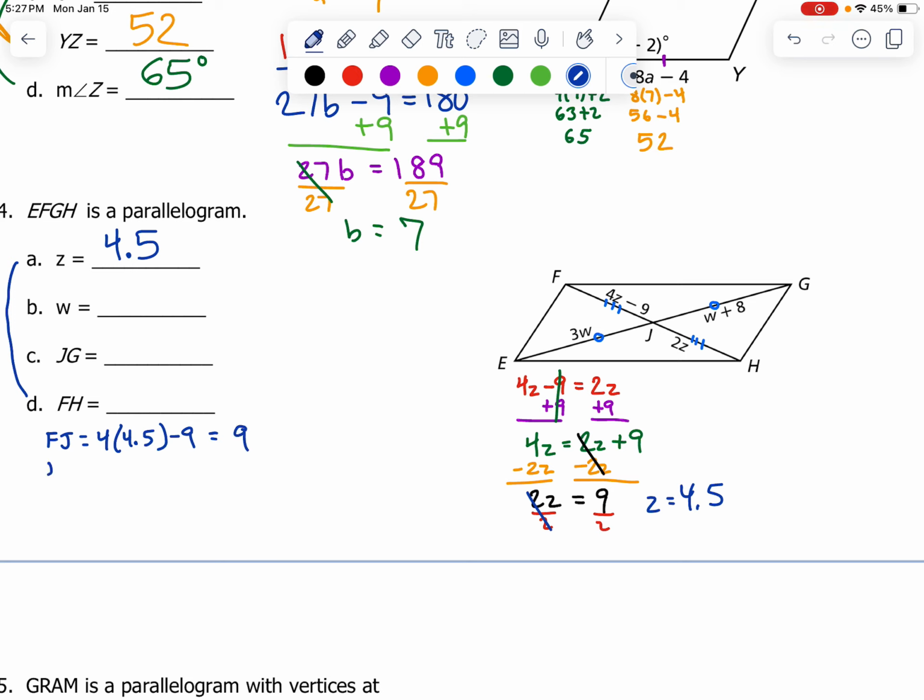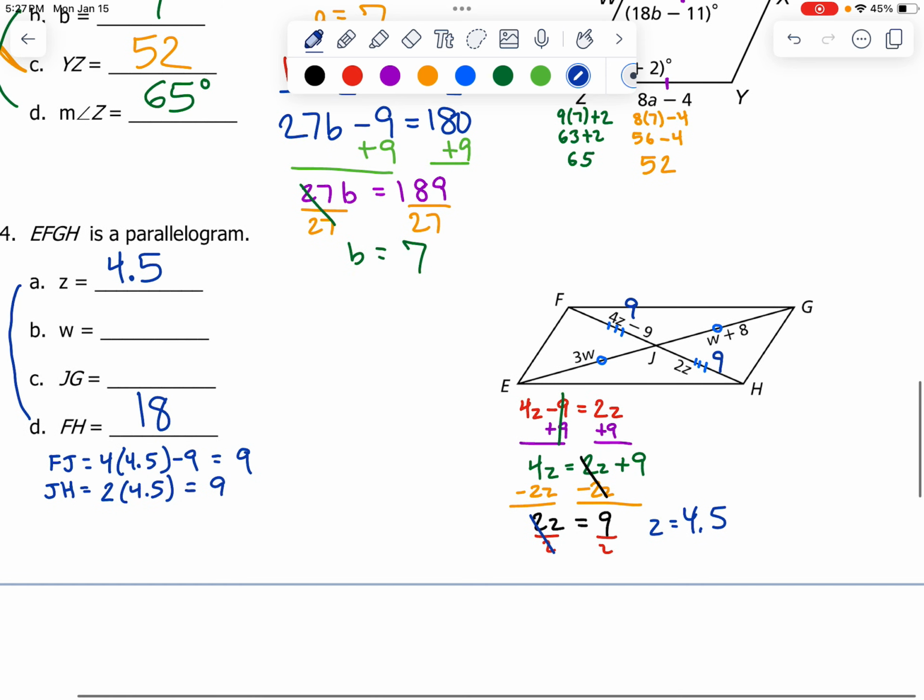And then JH. Now technically I don't have to do the next part. I know that this should come out to 9. If this next one doesn't come out to 9, I did make a mistake. But luckily, we figured it out. We're good. And so that means that FH is 9 plus 9, which is 18. So we could even put the 9 and the 9 if you want to.